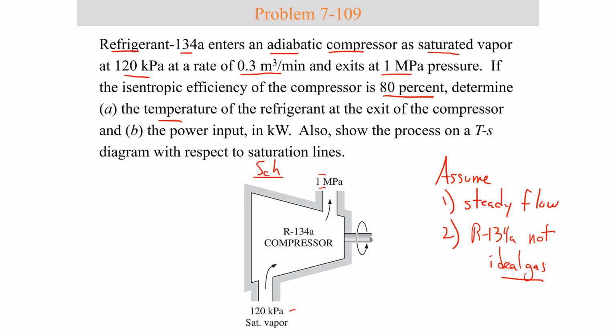So let's go ahead. First off, it's trying to find what is the temperature. We'll call this point 2. We'll call this point 1. What's the temperature of the refrigerant coming out? Not the temperature coming out if the process were isentropic, but the actual temperature coming out. Let's go ahead and see how we can do this.